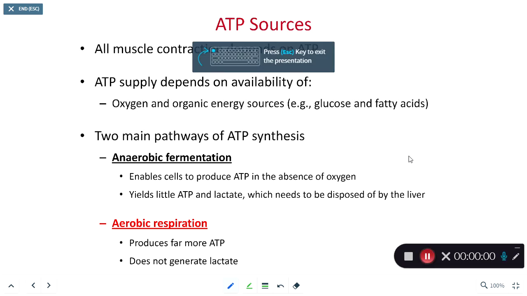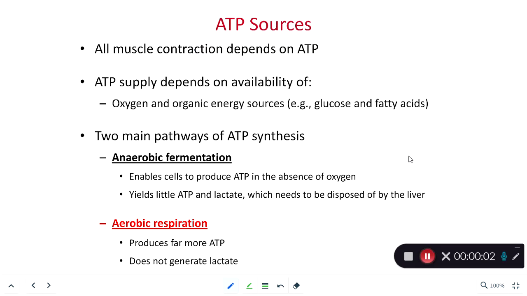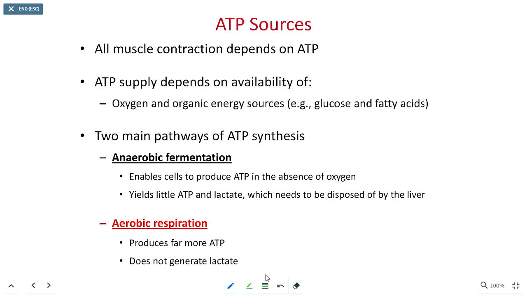In this recording, we're going to be focusing on the fuel source for skeletal muscle fibers, or our muscular system. Ultimately, we're going to be interested in ATP. ATP is that all-important energy currency of the cell. All contraction depends on ATP, and to a lesser degree, relaxation of our skeletal muscles also depends on ATP.